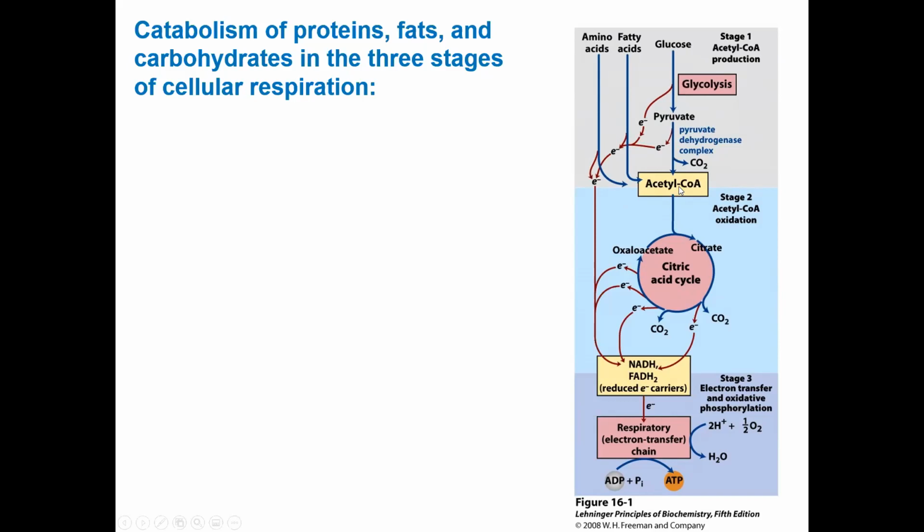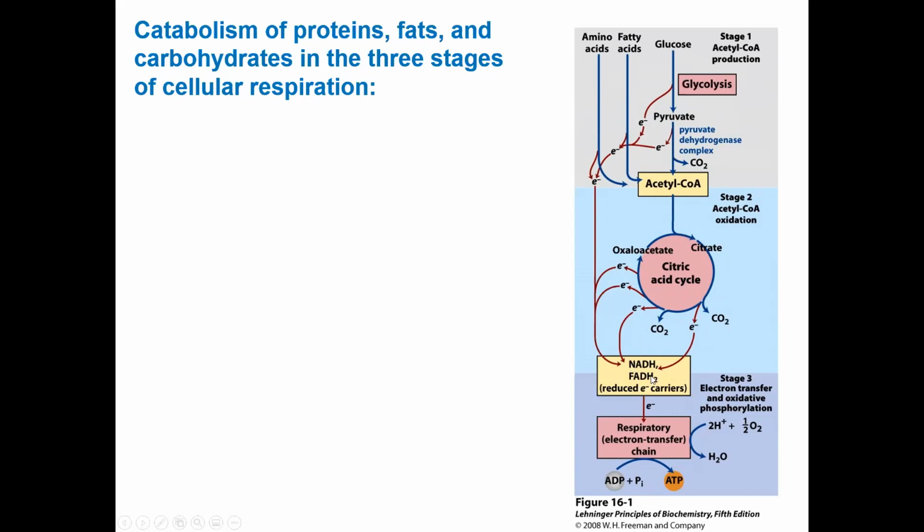And in stage two, you have acetyl coenzyme A that gets oxidized with the help of citric acid cycle. You take one molecule of acetyl coenzyme A, which is a 2 carbon molecule, and you release 2 molecules of carbon dioxide, basically. And you regenerate oxaloacetate, and the citric acid cycle runs. In that process, again, you produce reducing equivalents.